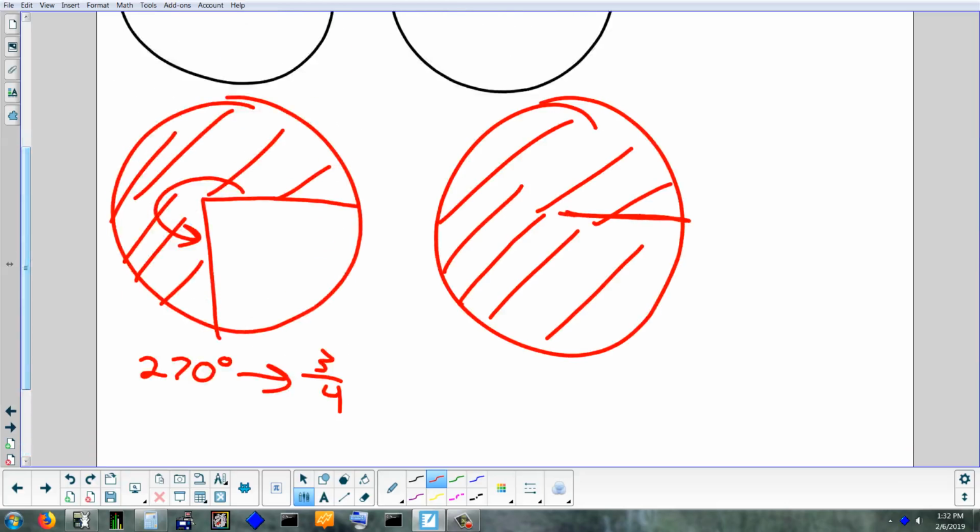If you've gone all the way around and the initial side is back where it started, how many degrees did you go around? 360. So if the angle is 360 degrees, how much area does that take up? The whole circle, right? Whole circle.